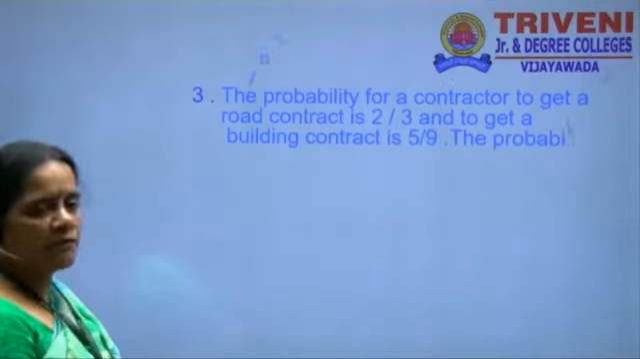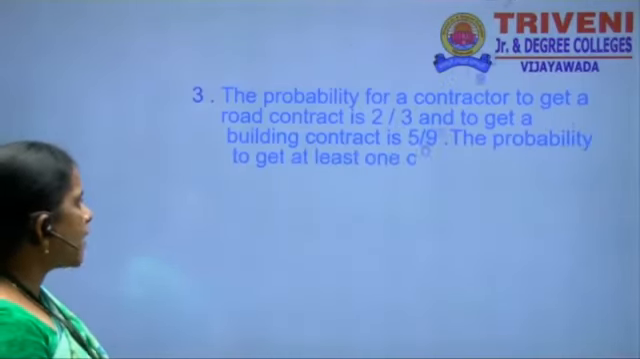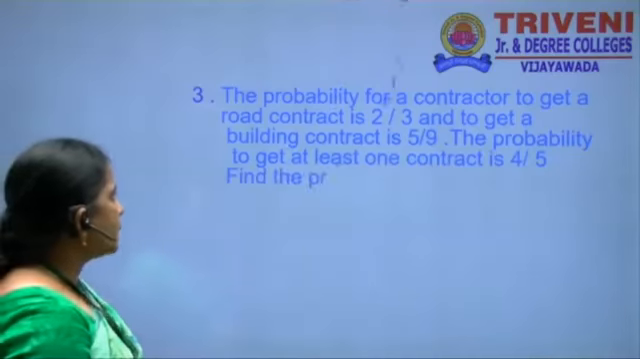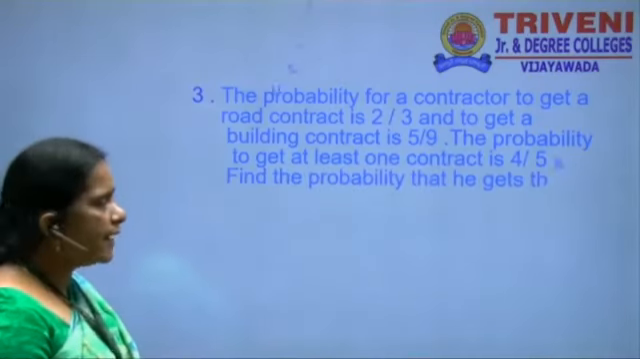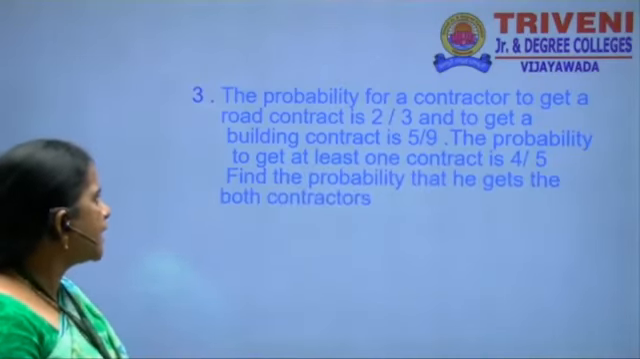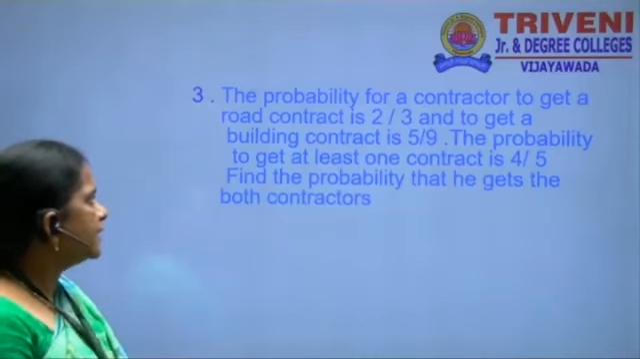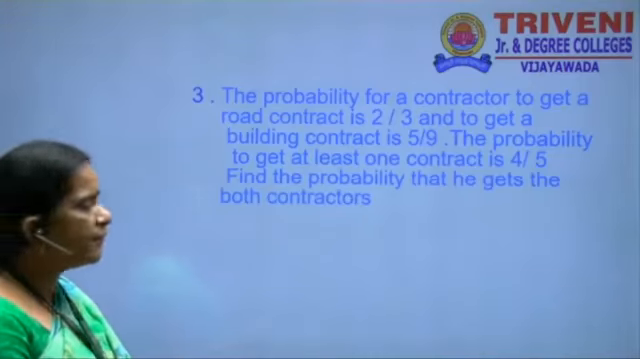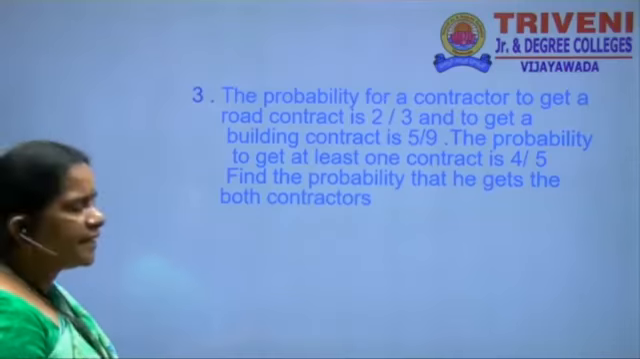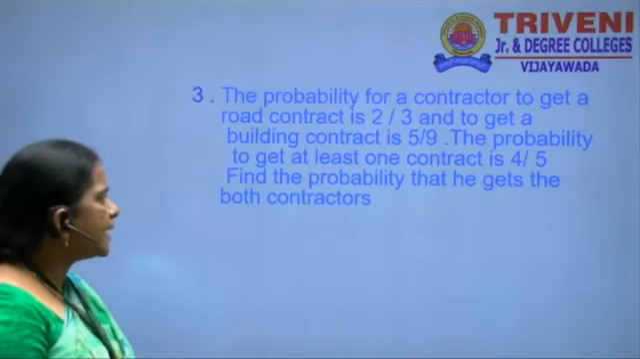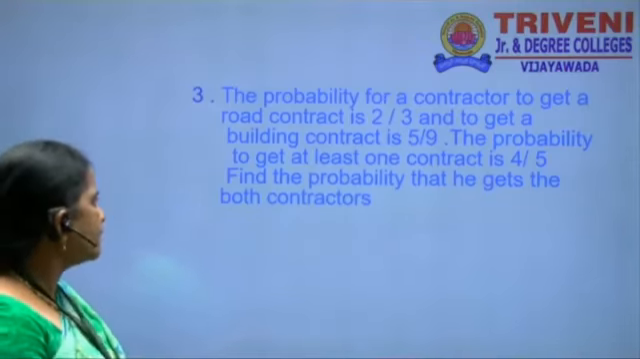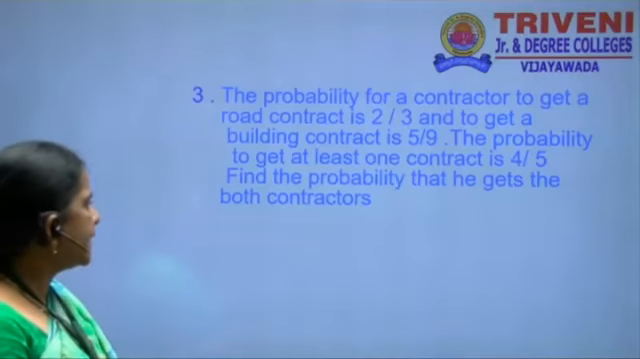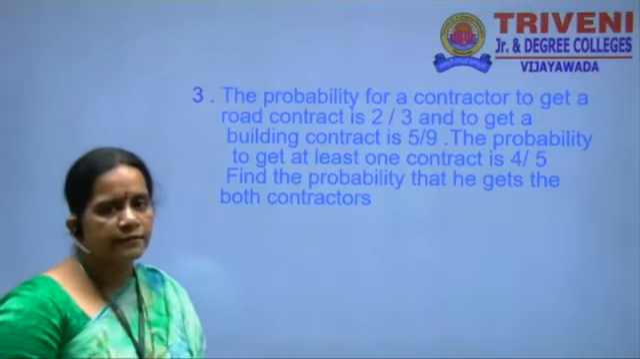Two contractors are there. The probability of getting the road contract is 2/3 and the building contract is 5/9. The probability of at least one contract is 4/5. Find the probability that he gets both contracts.